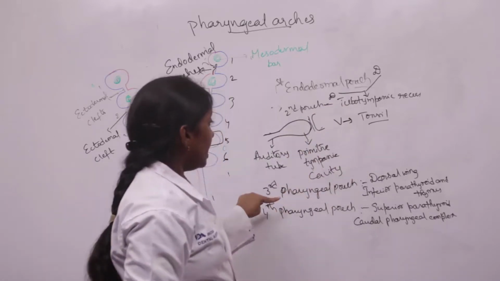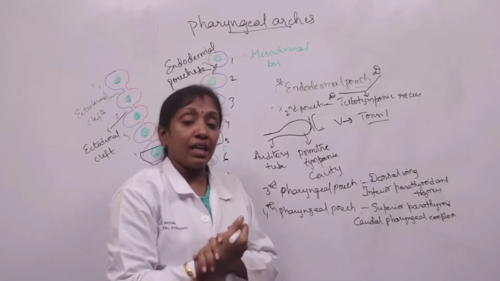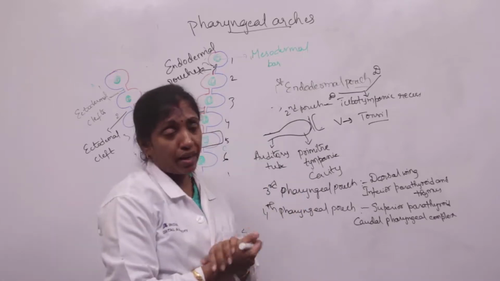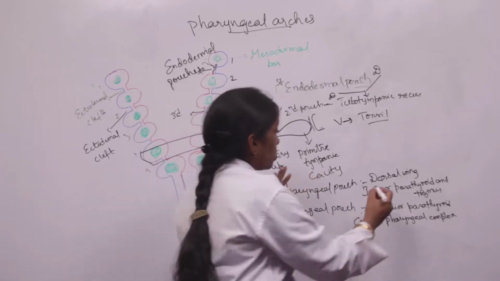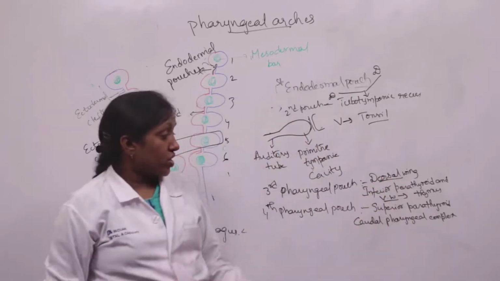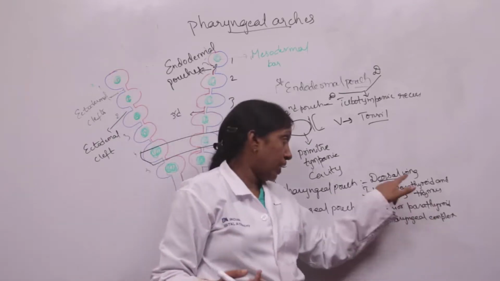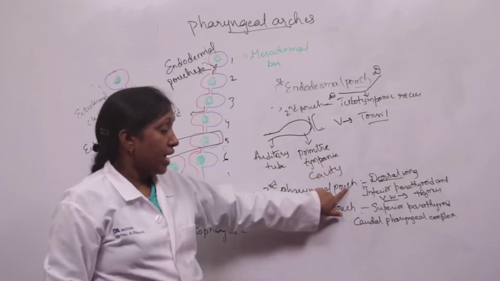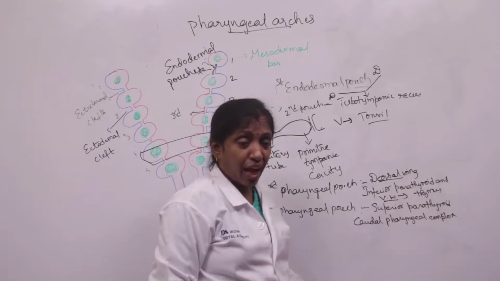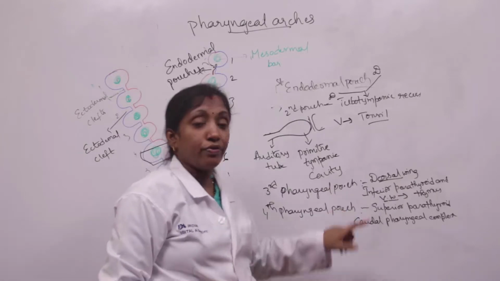Okay, and coming to the third pharyngeal pouch. We know that the ventral part of the third pharyngeal pouch is involved in the formation of the tongue. And the dorsal part again divides into a dorsal wing and a ventral wing. The dorsal wing gives rise to the inferior parathyroids, and the ventral wing gives rise to the thymus.